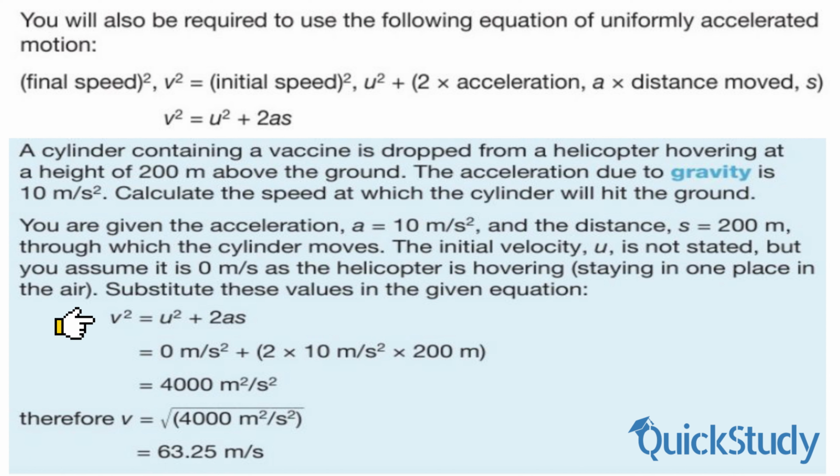So the formula is v² = u² + 2as. Here u² is 0 as the initial velocity is 0, plus 2 times 10, as the acceleration is 10, multiplied by 200, which is the distance. It will come up as 4000. Therefore, v will be the square root of 4000. The answer would be 63.25 meters per second. Here we did the square root because the equation states v². So to remove the square, we have to take the root of the answer.